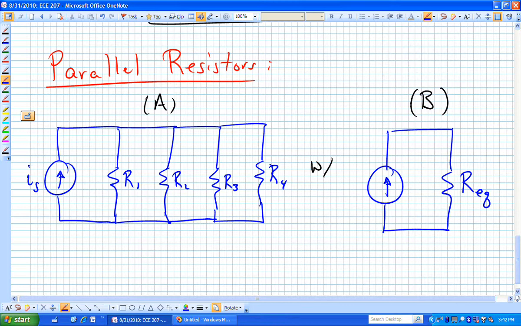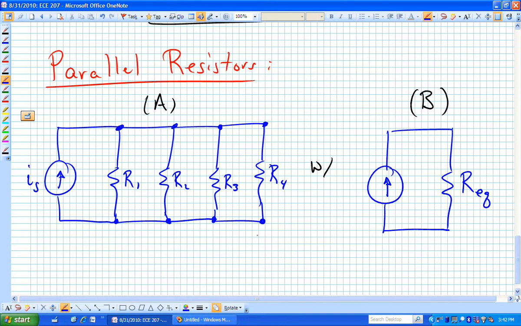If we're doing that, the reason these resistors are in parallel is because they all share the same voltage. If you look at the different points, here are the two endpoints of resistor 1. That is the same set of points on R sub 2 electrically. Likewise for R sub 3 and R sub 4.